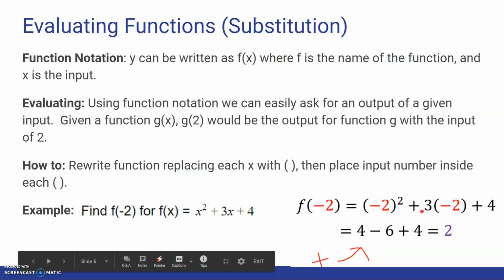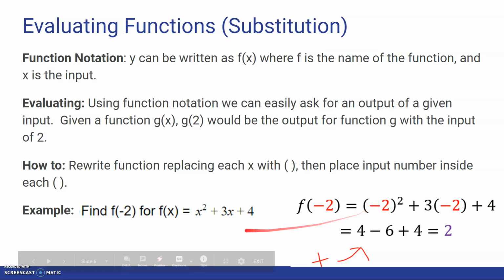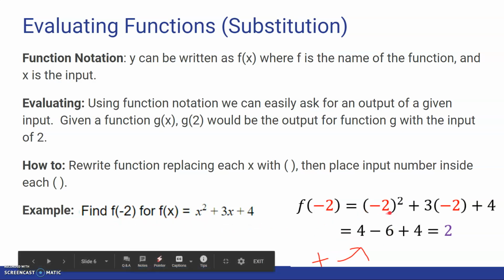And then I did positive 3 times negative 2 to get a negative 6. And then the plus 4 just stayed the same. Then I just added it all together. Got myself a 2 as my final answer. Okay? So again, just rewrite the equation with the parentheses. After you've rewritten the equation with the parentheses, then put your input in those spaces.